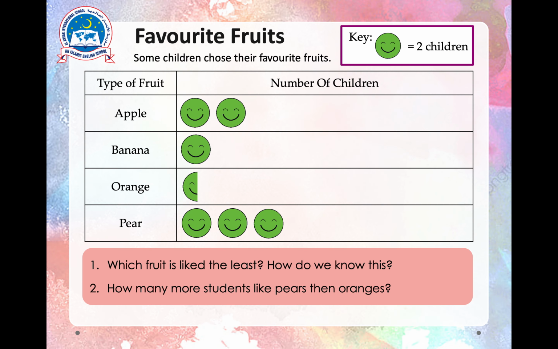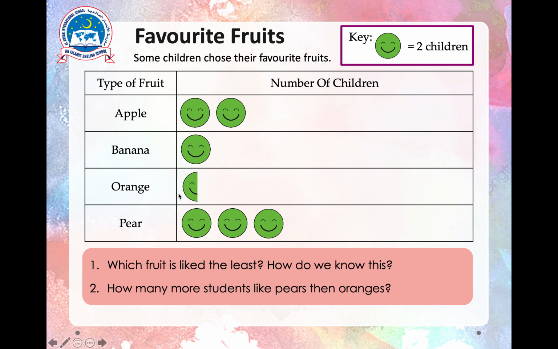Let's look at this one. This pictogram shows the favorite fruits of some children. In this pictogram, one smiley face equals two children. So here we have the types of fruits, which are apple, banana, orange, and pear. Now, the first question is, which fruit is liked the least? So if you've guessed that the orange is liked the least, you are correct.